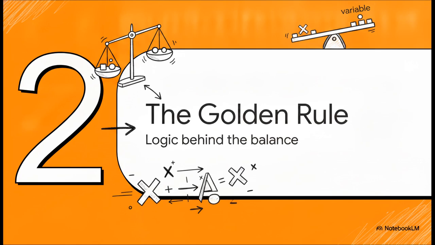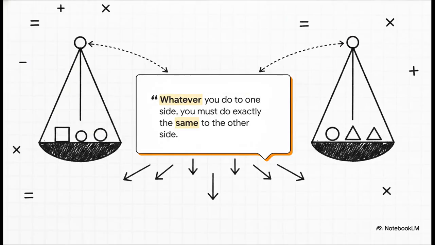Moving right along to Section 2, the golden rule of solving. This is the pure logic behind our balance. I want you to really let this rule sink in. Whatever you do to one side, you absolutely must do exactly the same to the other side. True equality requires identical actions. If you take weight off the left side of your balance, you must take the exact same amount of weight off the right side. No exceptions.